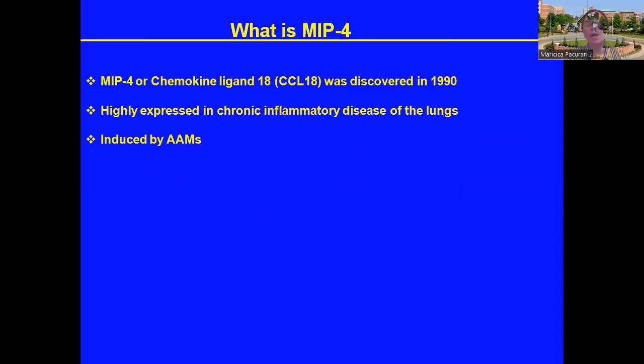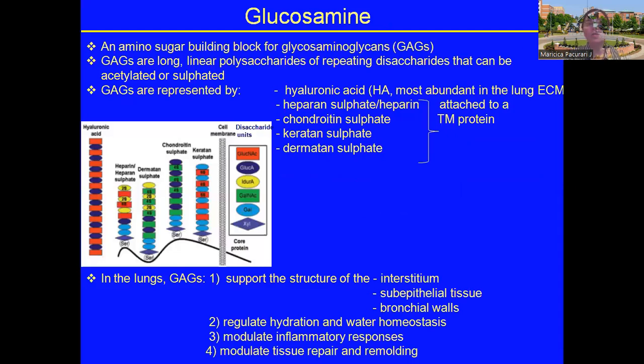What is MIP4? Macrophage inflammatory protein 4, or chemokine ligand 18, CCL18, was discovered in the 1990s. It is highly expressed in chronic inflammatory lung disease, and it is produced by alternatively activated macrophages. Glucosamine is an amino sugar building block for the glycosaminoglycans, abbreviated GAGs. GAGs are linear long polysaccharides of repeating disaccharides that can be either acetylated or sulfated, represented by hyaluronic acid, heparan sulfate, chondroitin sulfate, keratan sulfate, and dermatan sulfate.